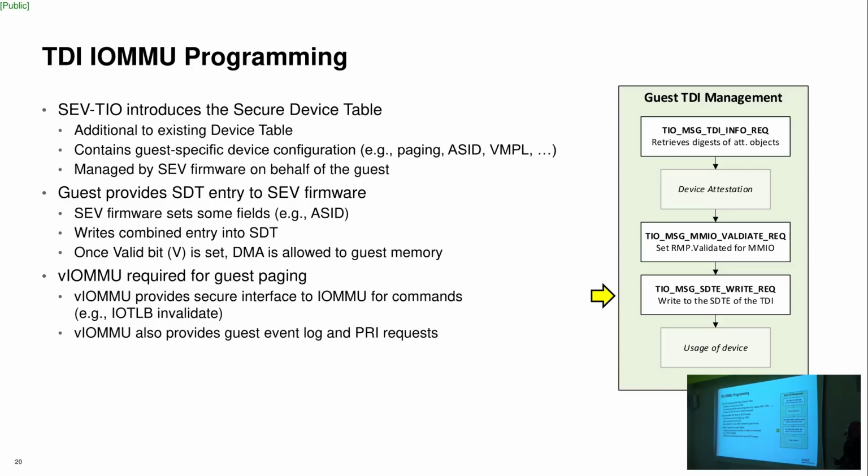When we have guest paging enabled, there will be a need to use the hardware accelerated vIOMMU. This is primarily necessary for a guest to have a trusted path to the IOMMU so that it can invalidate IOTLBs and the IOMMU TLB.